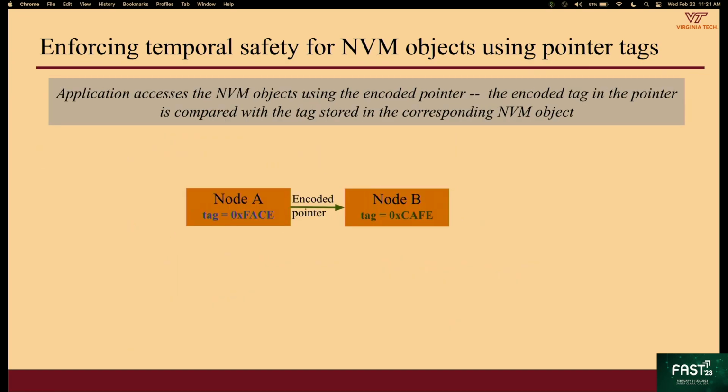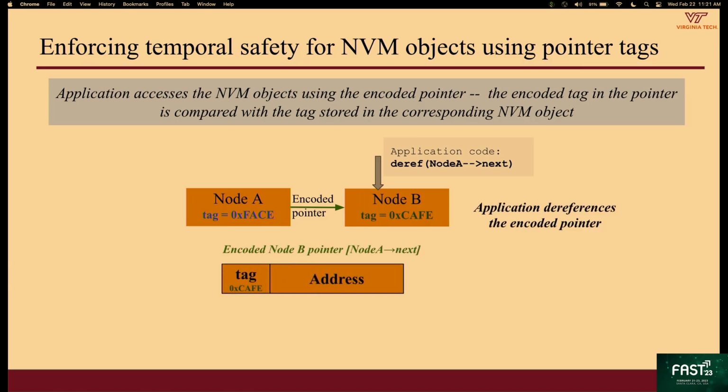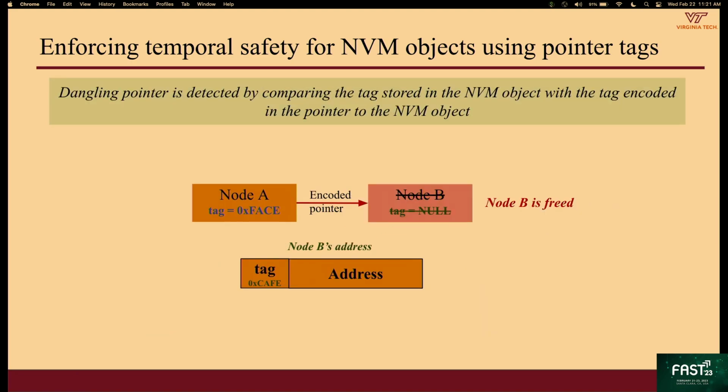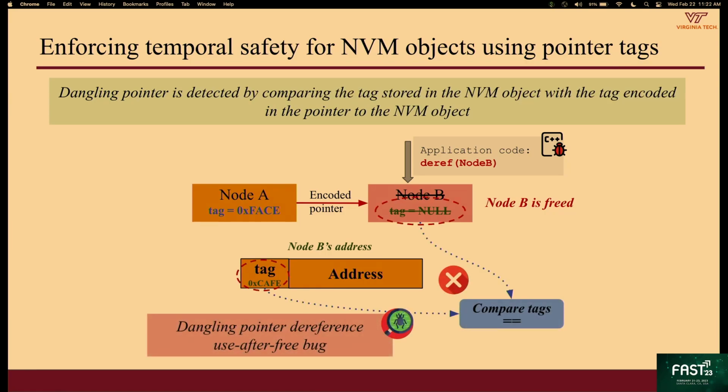And what this essentially entails is whenever an application wants to dereference an NVM object, in this case node B, it dereferences using an encoded pointer, and therefore TENET at the time of dereference can simply compare the tag that we stored in the object with the tag which we encoded in the object's pointer, and dereference is successful only when the tags match. In a case where the application tries to dereference using a dangling pointer or an invalid NVM object, the tags won't match, and TENET can simply terminate the program, letting the application know that it is using some dangling pointers, right?